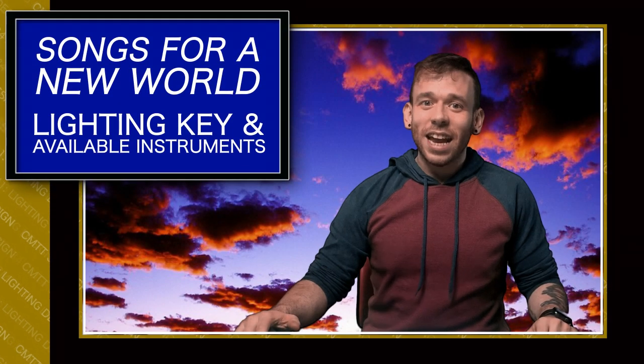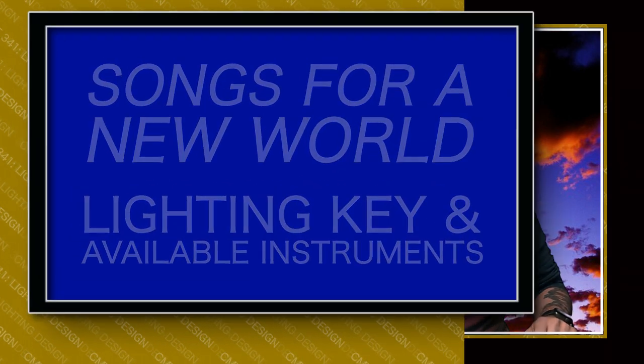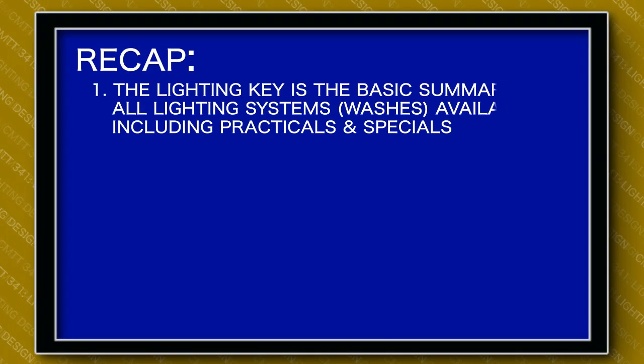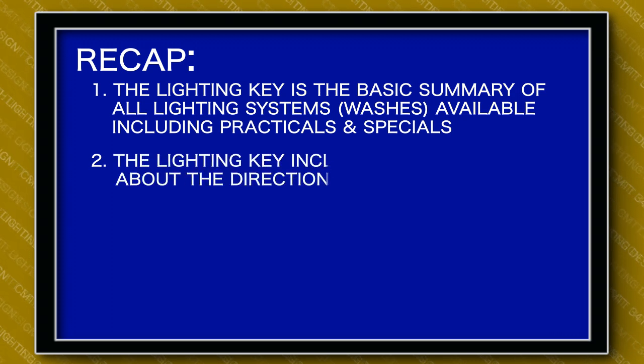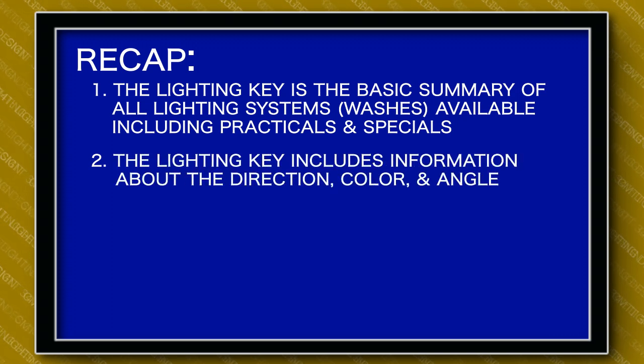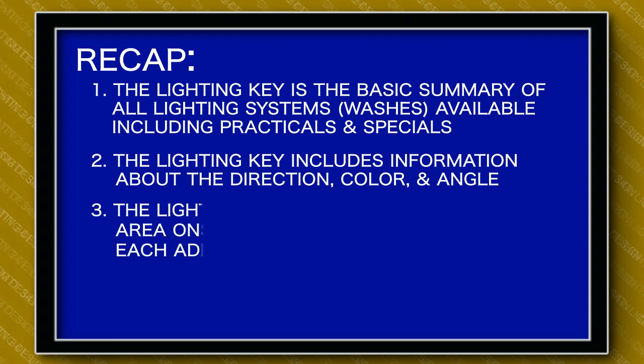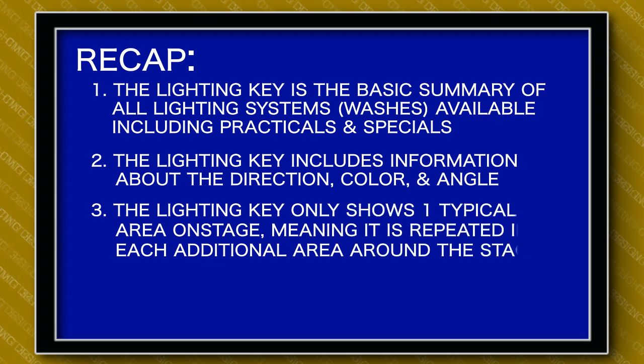That's it. Let's take a second and have a summary recap. One, the lighting key is the basic summary of all lighting systems or sources of light that are available to be used in creating the world of the play, including practicals and specials. Two, the lighting key's main purpose is information, including basic examples, direction, color, and angles of light that are represented by arrows. Three, the lighting key is a representation of all lighting washes used, but in relation to the one typical lighting area on stage.